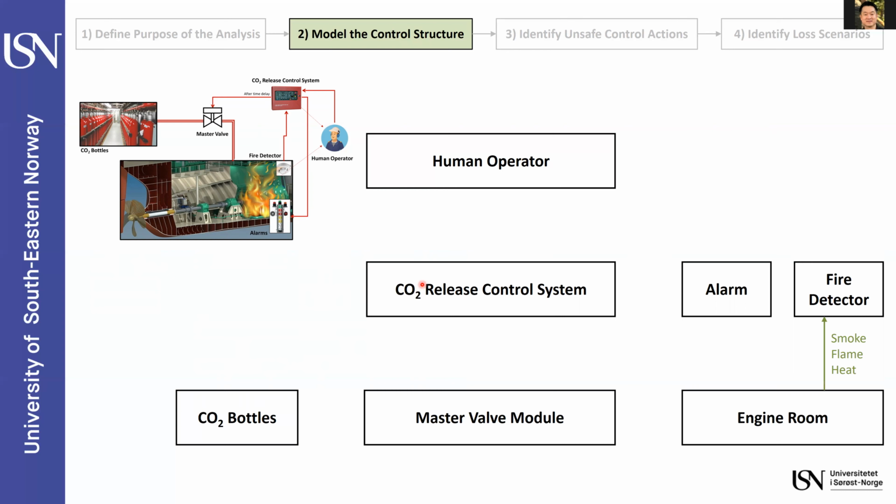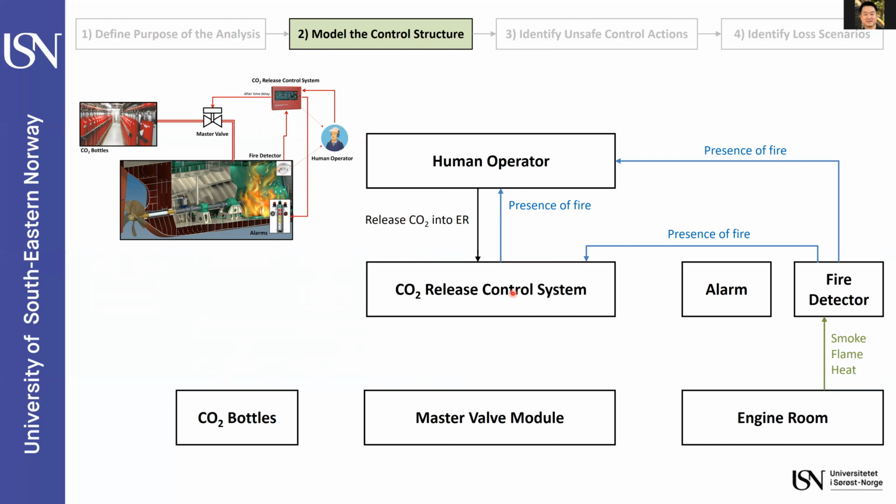And when we have a fire inside the engine room, then from this engine room, we will have smoke or flame or heat to the fire detector. Then the fire detector provides information that we have a fire inside the engine room. Then the CO2 release control system receives this information and forwards it to the human operator. Or the human operator can also directly get information from the fire detector that we have a fire. Then the human operator initiates releasing CO2 into the engine room.